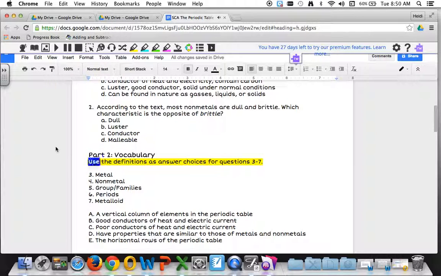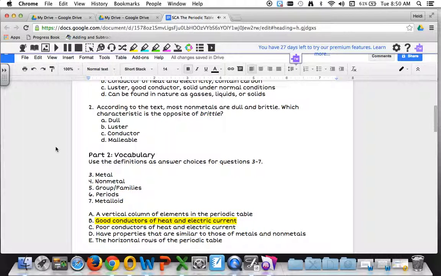Part 2. Vocabulary. Use the definitions as answer choices for questions 3-7. 3. Metal. 4. Nonmetal. 5. Group families. 6. Periods. 7. Metalloid.